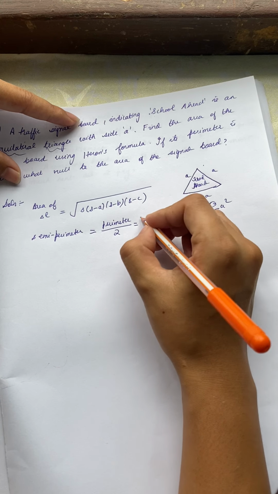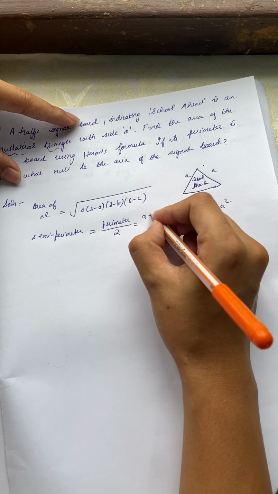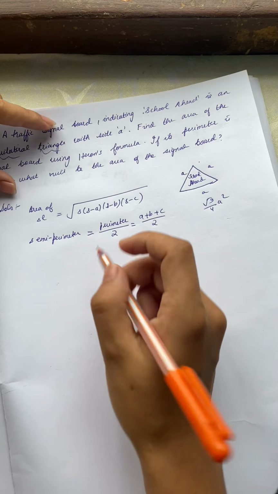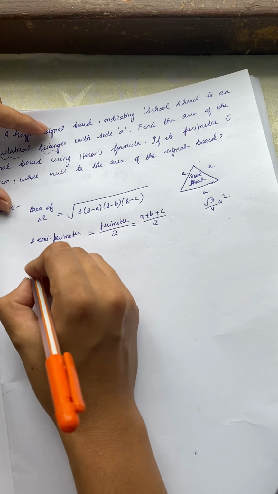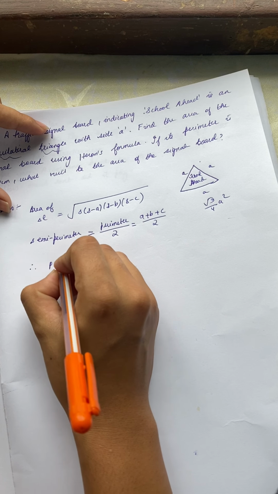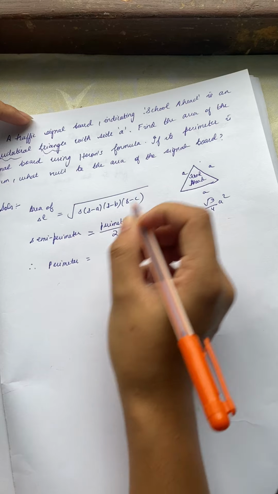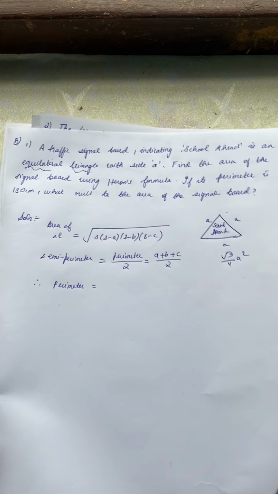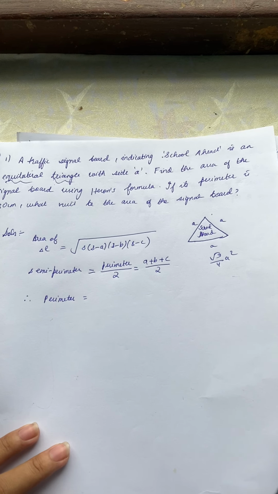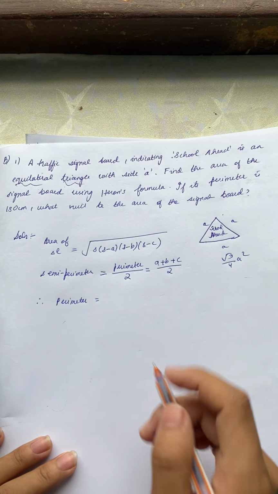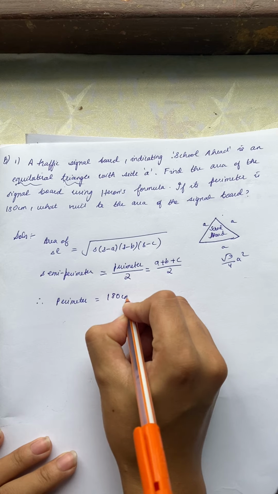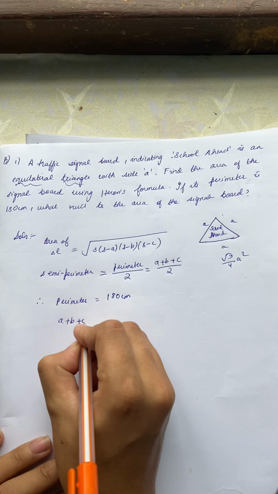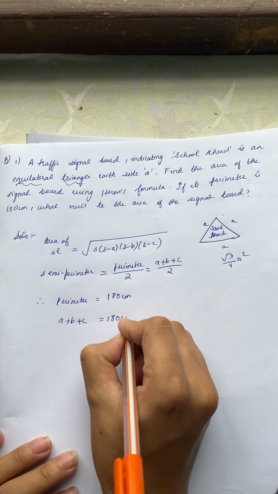So look at this. What is the perimeter of a triangle? It is a plus b plus c, and semi-perimeter means half of the perimeter. So I'm using this. What have they given as the perimeter? If its perimeter is 180 centimeter. Now, what did I tell you about the perimeter? The formula is a plus b plus c equals 180 centimeter.